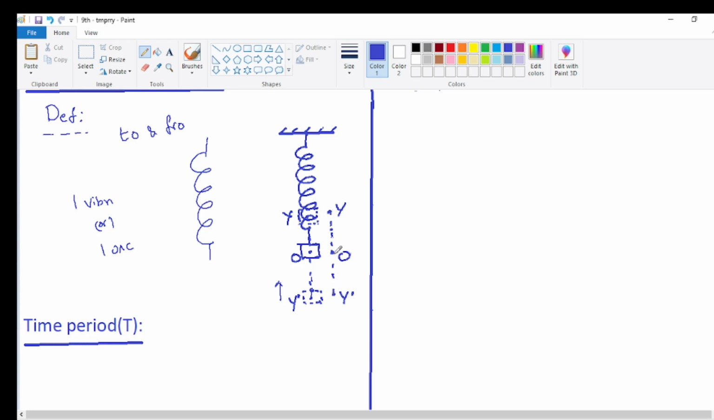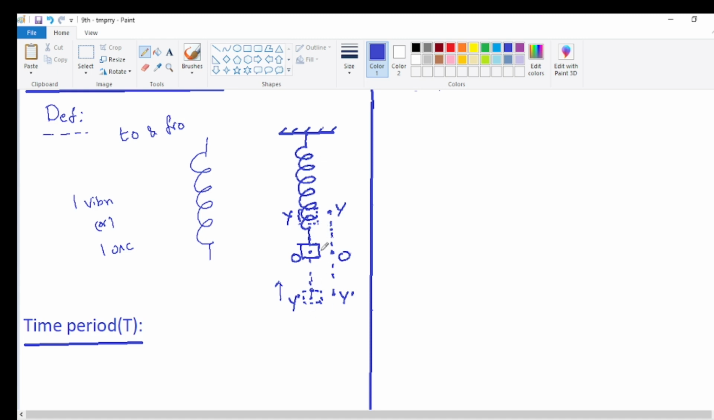So based on this, one very important thing can be observed. Imagine that during this vibratory motion, you pull the body down to the position y dash and leave it. From y dash, the bottommost or lowermost extreme position, it goes to y, the top extreme position, and again back to y dash. Like that, it will be continuously oscillating, assuming that its energy doesn't decrease. There is no loss of energy. Then it will be vibrating for a long time.